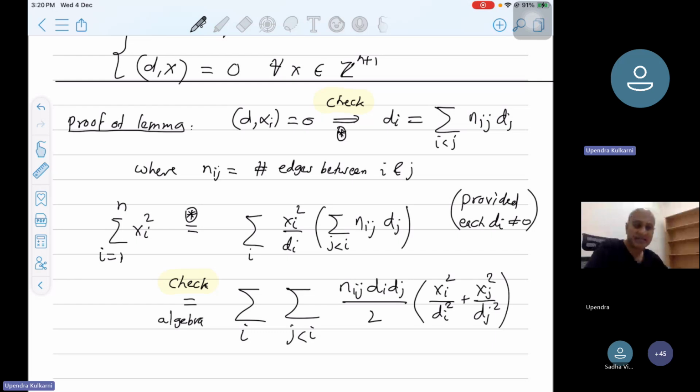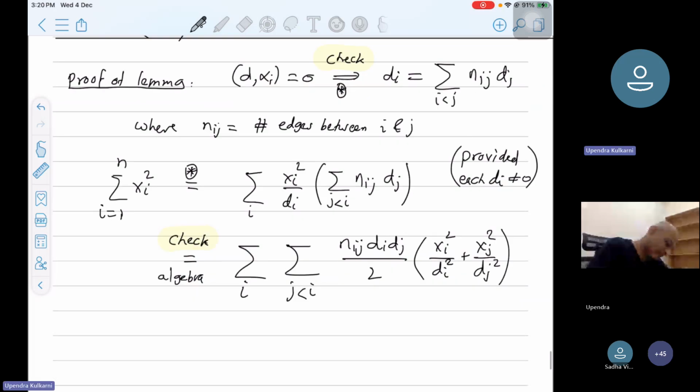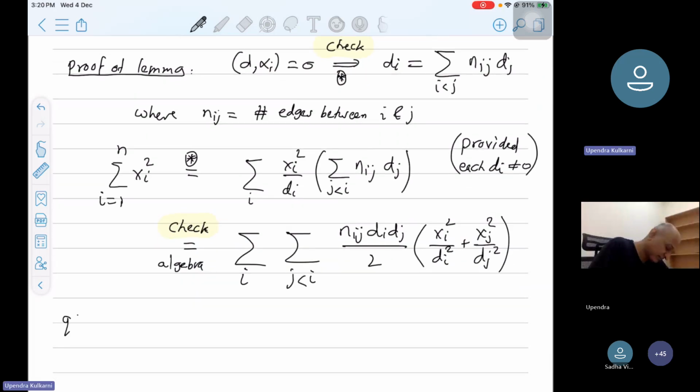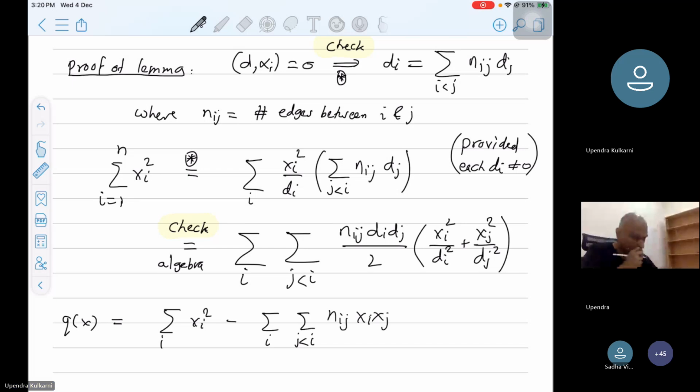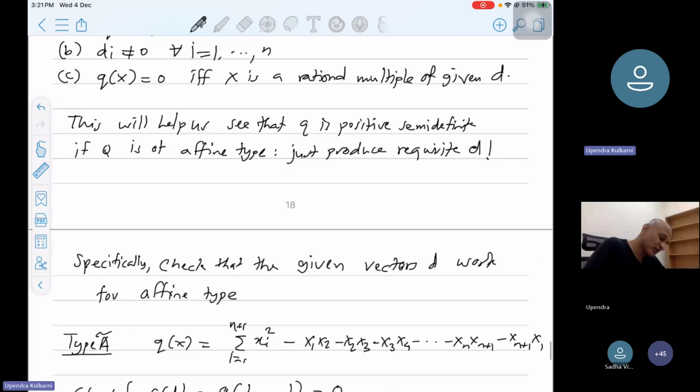So this is the second check. Once I have this check, then there is a third check, which is the following. So we know what q of x is, that is summation xi squared over i minus summation over i, summation over j less than i, nij xi xj. So recall the definition of what the quadratic form was.